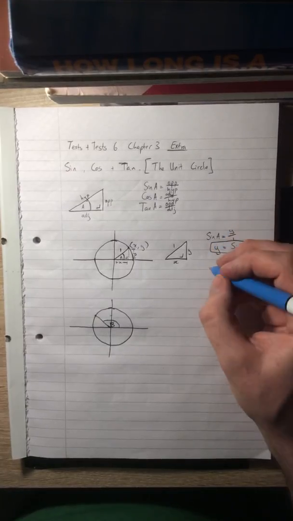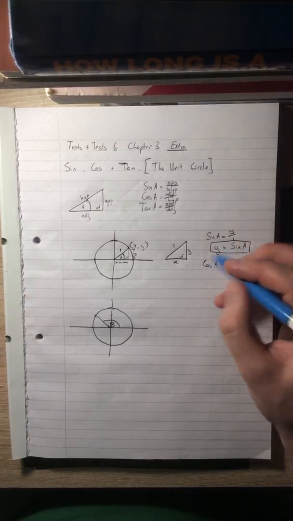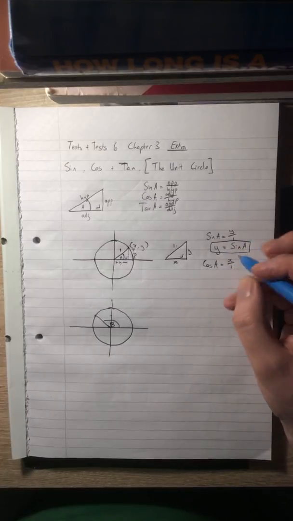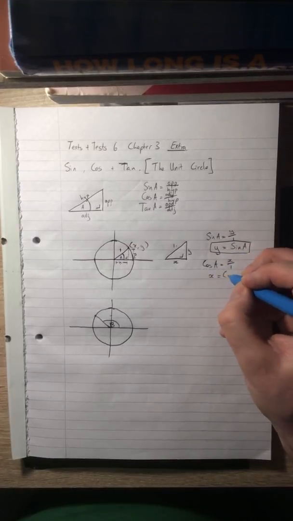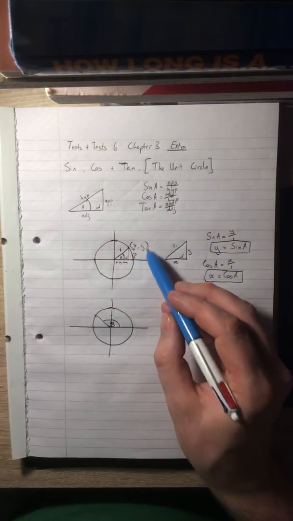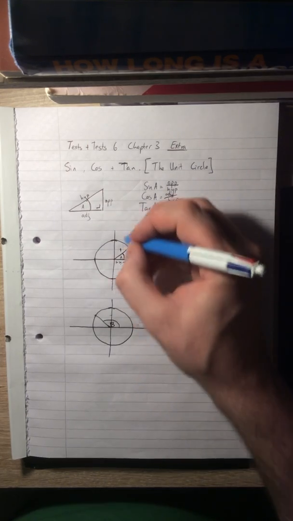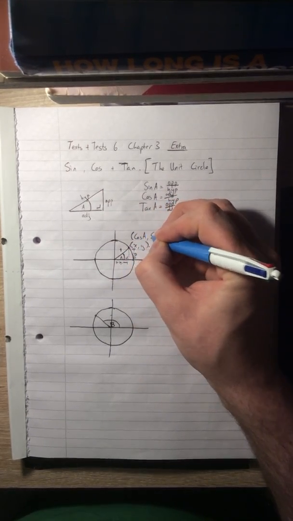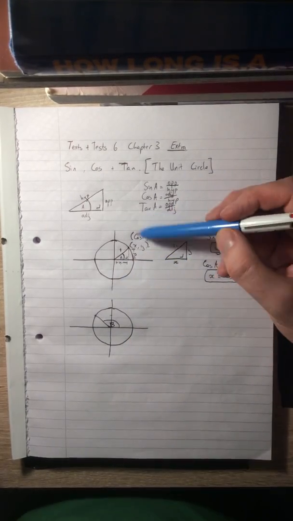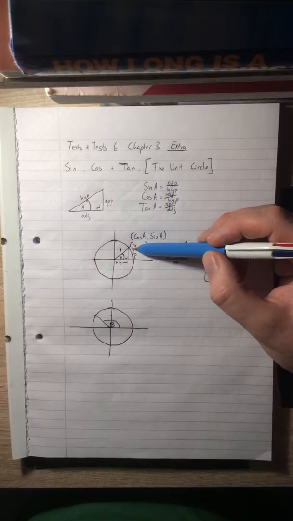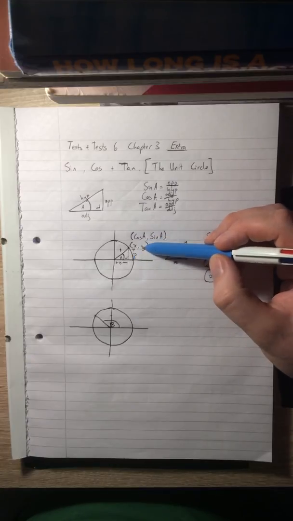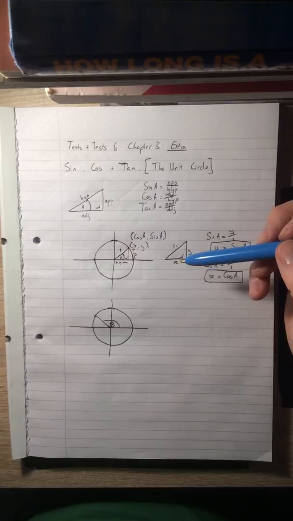And we can also say cos A is the adjacent side over the hypotenuse, which is x over 1. So that says x equals cos A, which means this coordinate x, y can also be written as cos A, sine A. So our new definition for cos is the x coordinate the angle makes on a unit circle, and our definition for sine is that it's the y coordinate an angle makes on the unit circle.